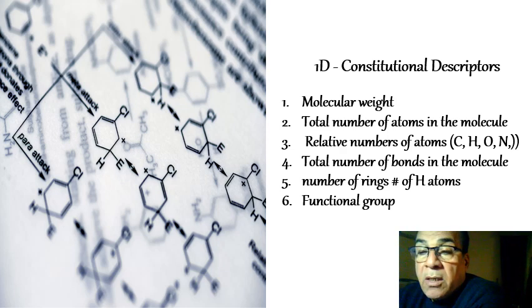Back again to the constitutional descriptors. Constitutional descriptors may be molecular weight, total number of atoms in the molecule, or relative number of atoms, like number of oxygen divided by the total number of atoms, total number of bonds, number of rings, number of hydrogen atoms, and functional groups. All of these are called constitutional descriptors.